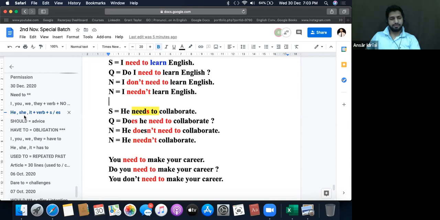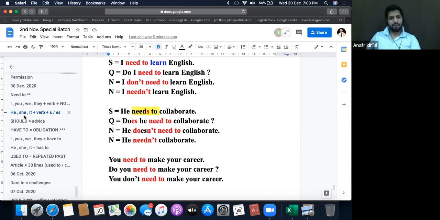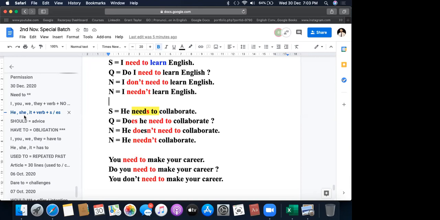Very good. We need to climb a mountain. Do we need to climb a mountain? We don't need to climb a mountain. Climb on a mountain or climb a mountain, both are right. We need to stay safe. Do we need to stay safe? We don't need to stay safe.